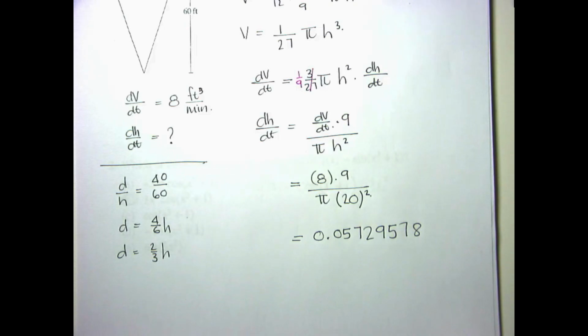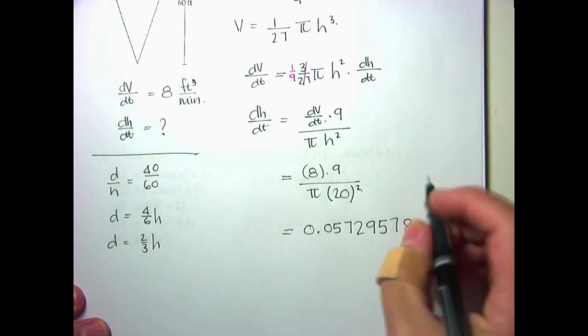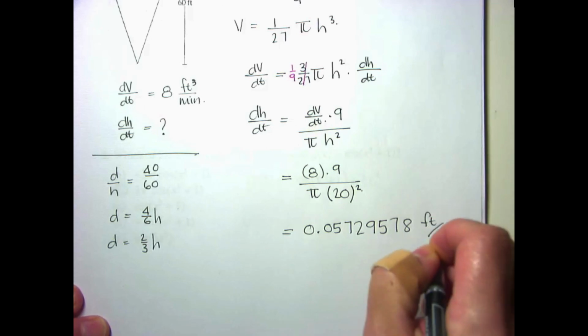If the problem does not tell you how to round, like in this case it did not tell me, like round to 3 decimal places, give all of the digits that your calculator gives. I would say probably at least 8 decimal places. All right, what is the unit here? The rate at which the height changes is going to be feet per minute.